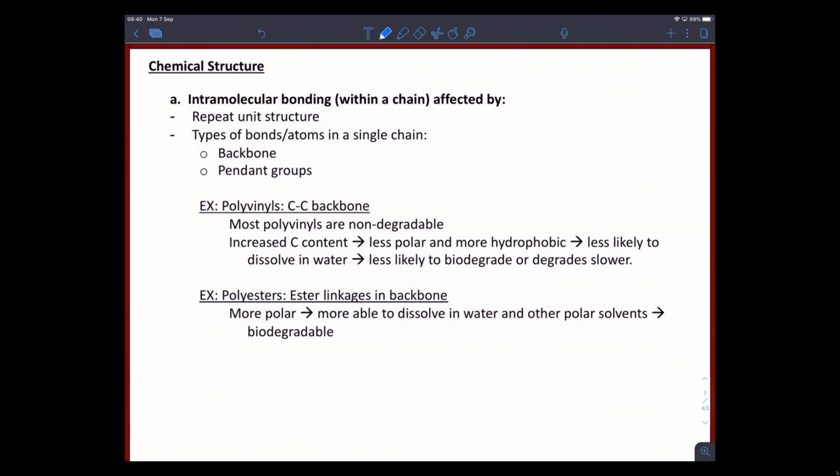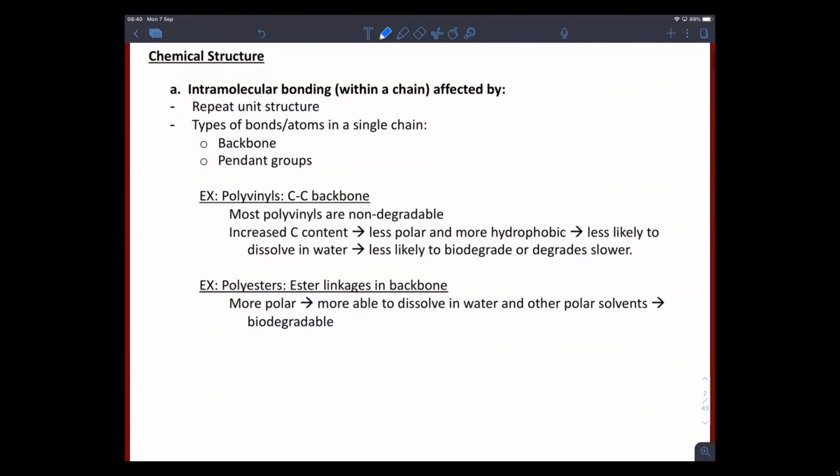Now, in contrast to that, we can have polyesters, which have ester linkages in the backbone, and they are more polar, and they're more able to dissolve in water and other polar solvents. So they are biodegradable. So changing that backbone structure has a profound effect on the reactivity of the polymer, if you like. In this case, its ability to degrade.